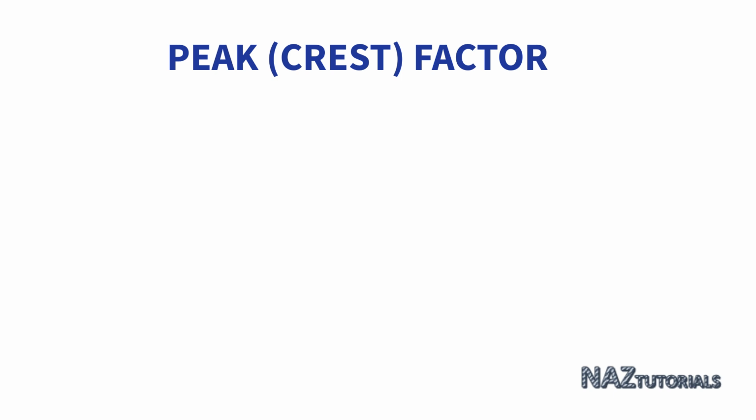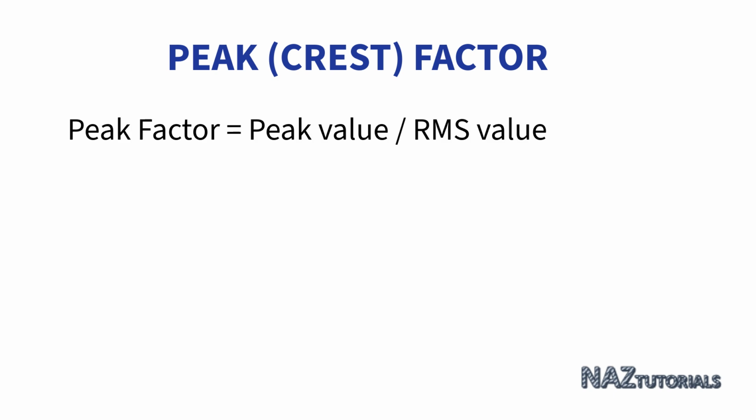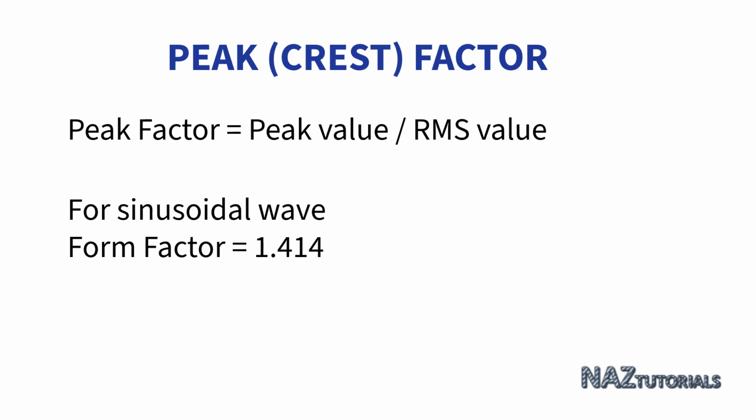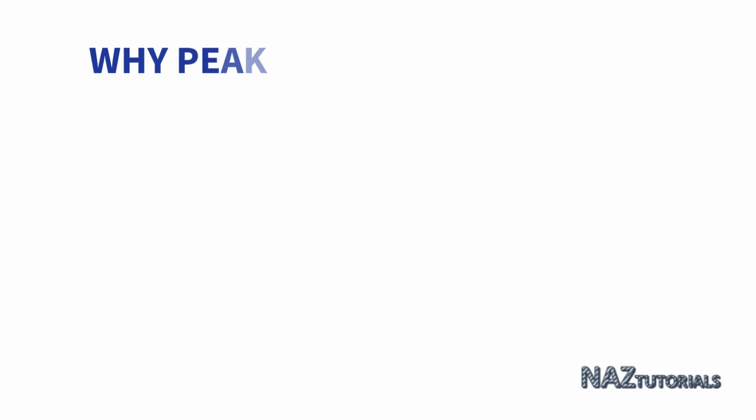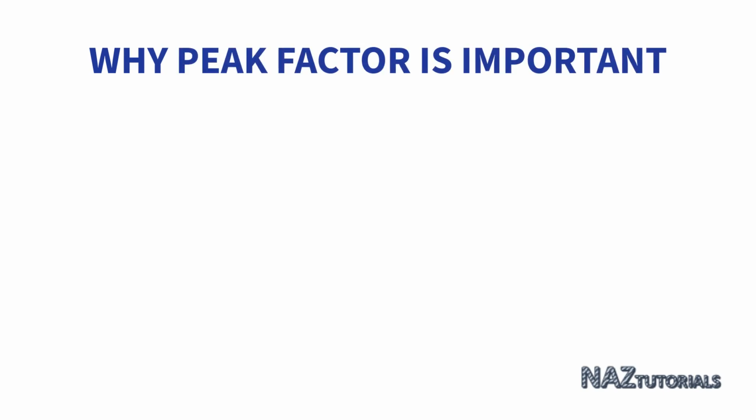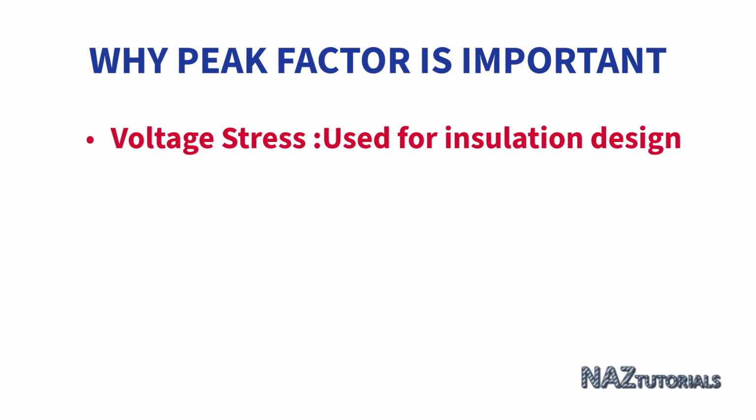Let's understand what is peak factor or crest factor. It is defined as the ratio of peak value to RMS value. For a sinusoidal waveform, the peak factor is calculated as 1.414. Now understand why peak factor is important. As the peak factor indicates a higher peak, for insulation design, the insulation must withstand the peak voltage, not the RMS value.